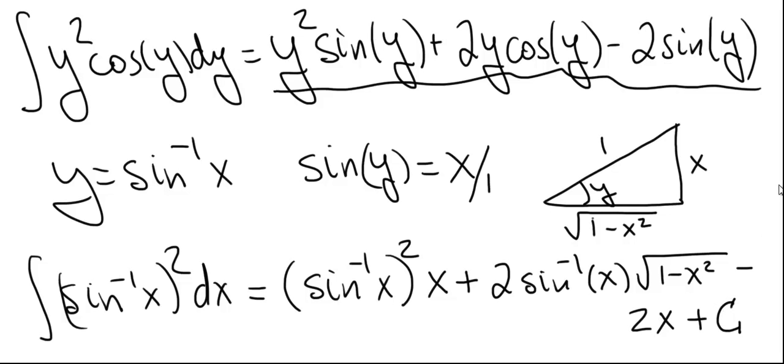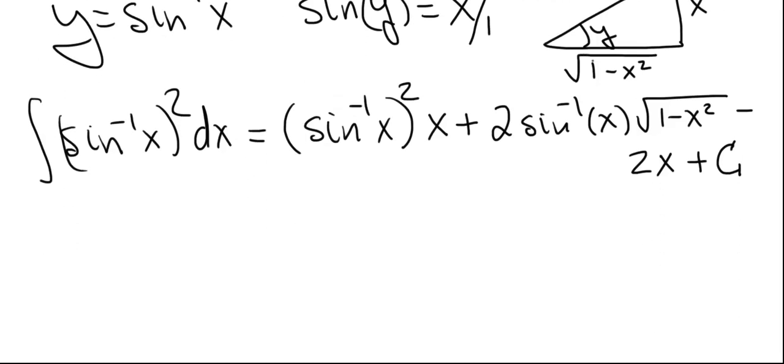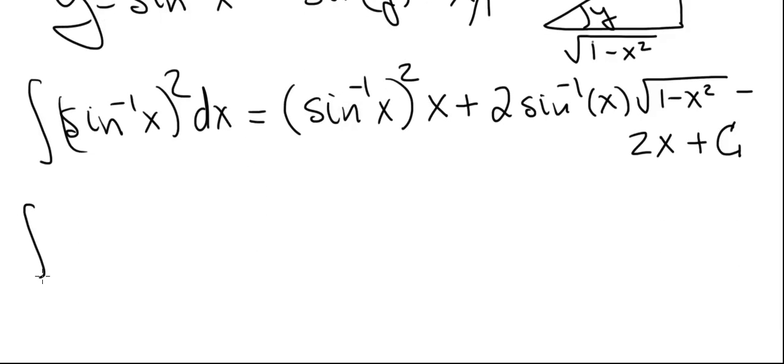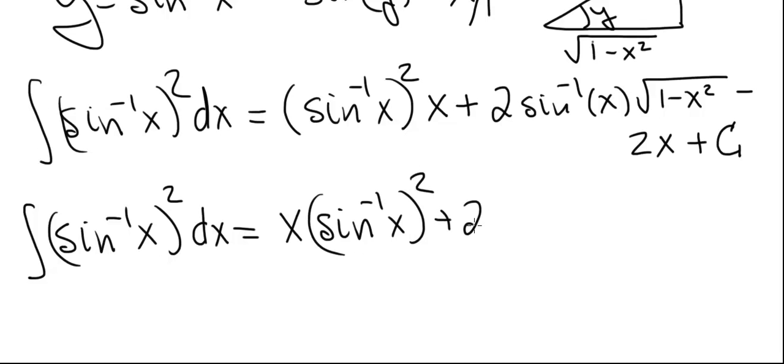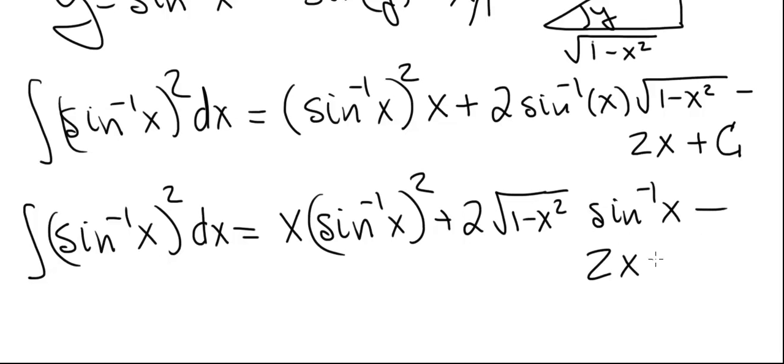That's the answer. Let's rewrite it a little bit neater. The original integral was the integral of inverse sine of x squared. By using integration by parts and substitution, we found the answer to be x times inverse sine of x squared plus 2 times the square root of 1 minus x squared times inverse sine of x minus 2x plus constant of integration c.